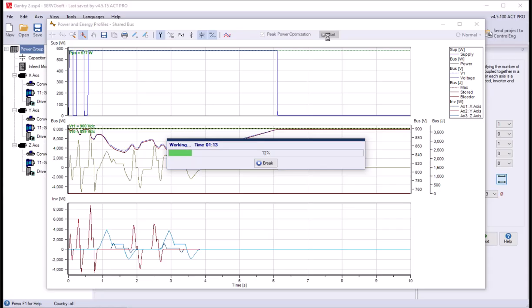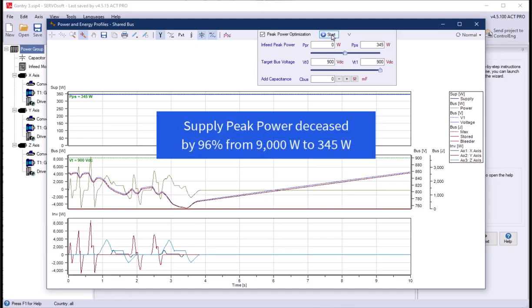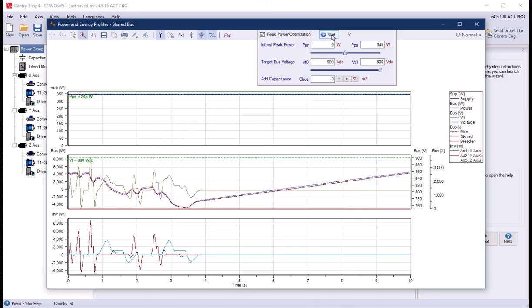Running the optimization again, the Infeed supply is limited to 345 watts to the bus, resulting in a constant power draw from the mains. Two things worth noting here. First, the supply peak power decreased a drastic 96%, from 9,000 watts to 345 watts. Second, the 345 watts of continuous power represents all the losses in the system.